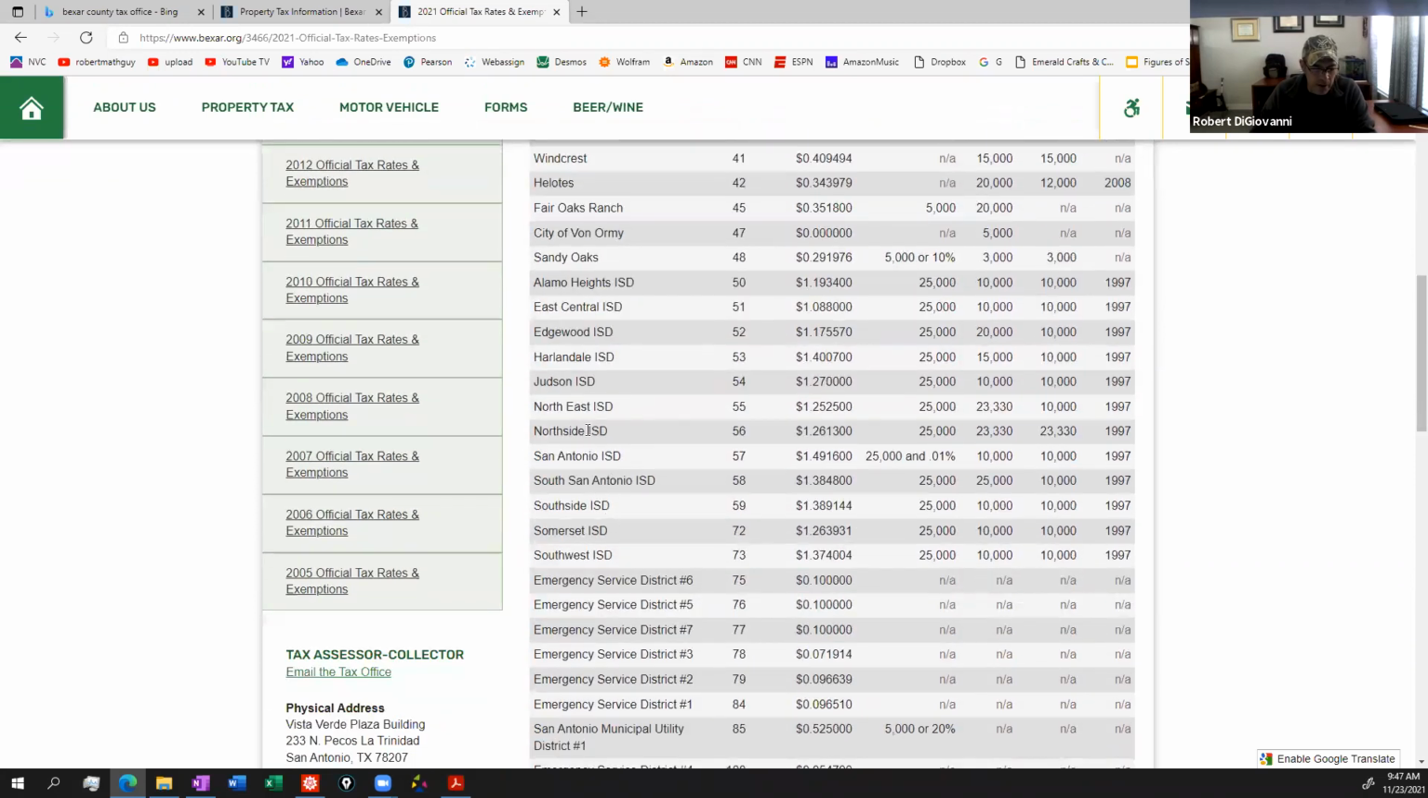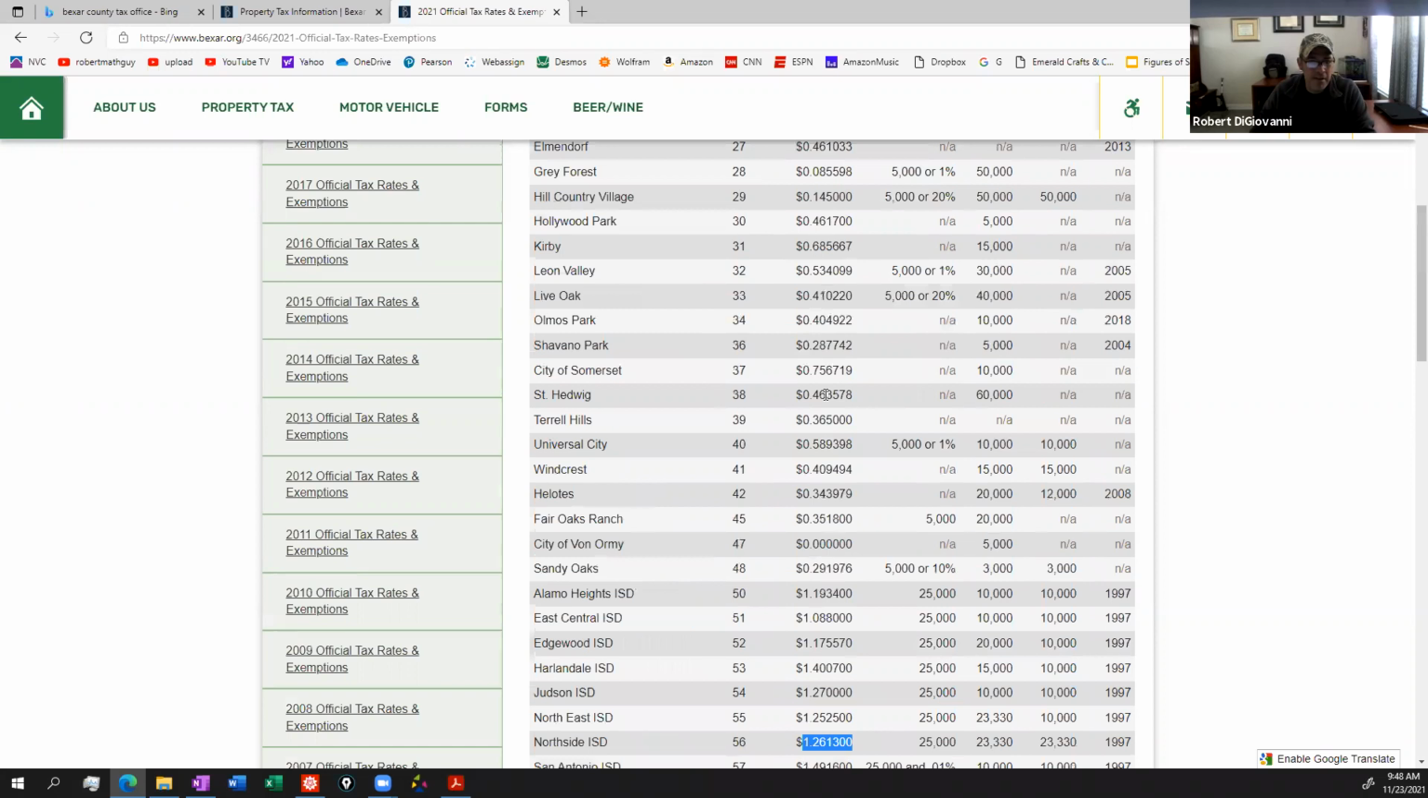For like, I think we're in North Side here. Look at North Side, $1.26 for every $100. So if you have a $100,000 house, you're paying $1,200 a year for the schools. If your house is worth $300,000, then you're paying like $3,600 a year for the schools. Is this making sense?